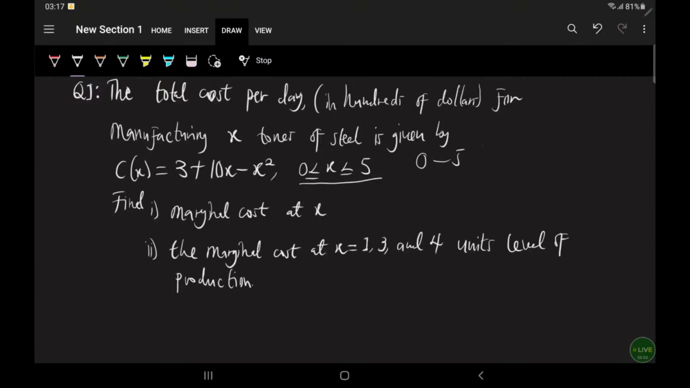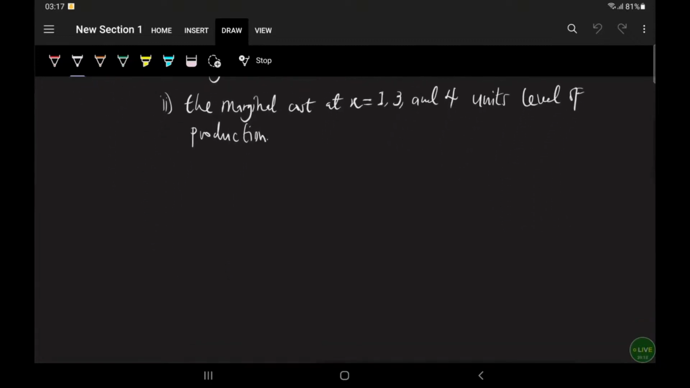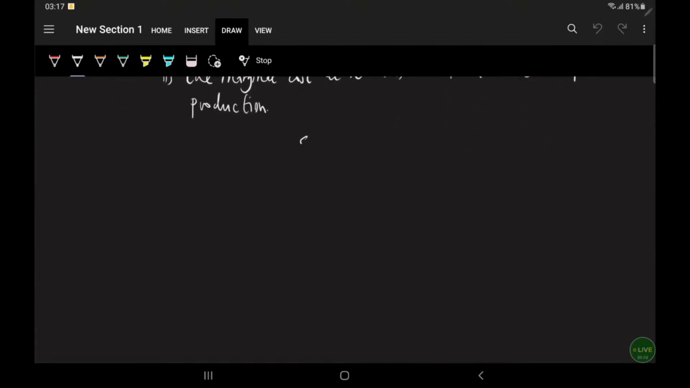Is that okay? Now they ask us to find (i) the marginal cost at x, and then (ii) the marginal cost at x equal to 1, 3, 4 unit levels of production. So as I was saying, you're going to be given the levels of production and then you work with that. I believe that is clear. At this point, all that you need to do is to define your cost function here. So I have my solution down here.